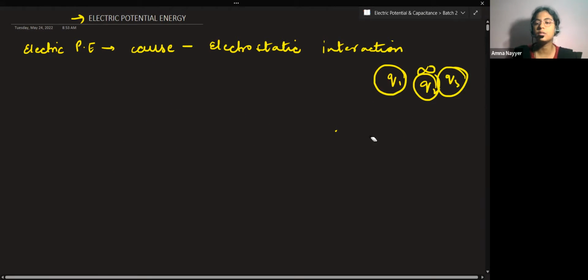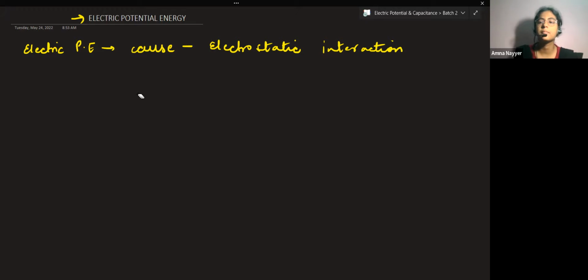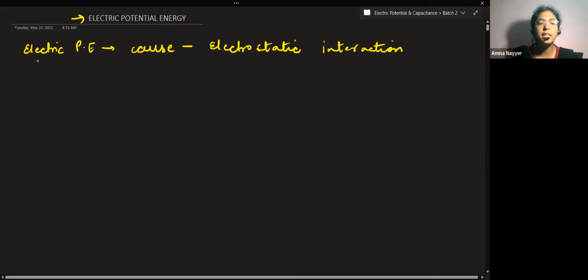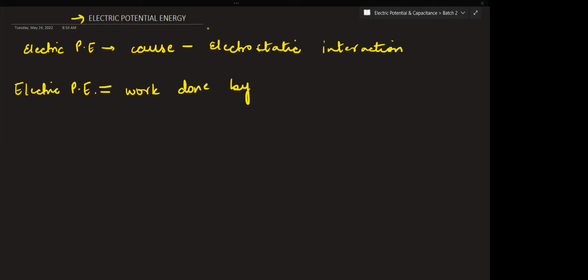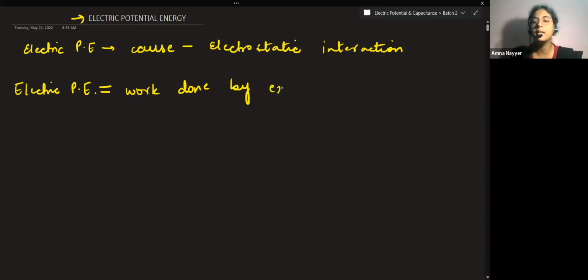I'll write the definition also. So electric potential energy is basically the work done by what? Internal force or external force? External force. Work done by external force in carrying the charges.